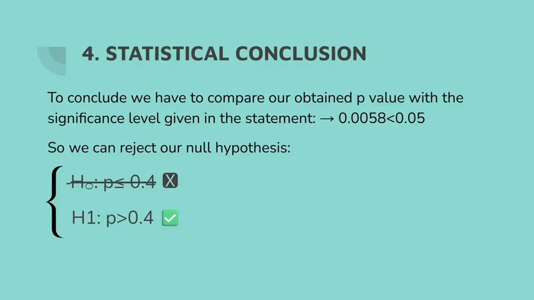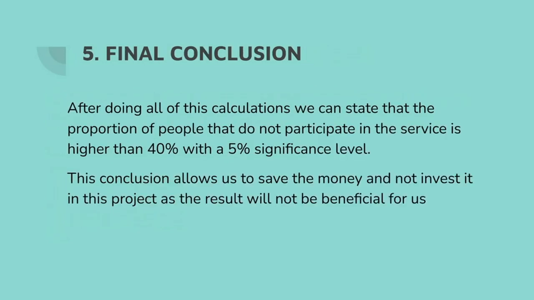After performing the calculation, we obtain a p-value of 0.0058. We compare this value with the significance level of 0.05. As 0.0058 is less than 0.05, we reject the null hypothesis. Based on the statistical analysis, we can conclude that the proportion of residents who do not participate in social networks is greater than 40% with a 5% significance level.